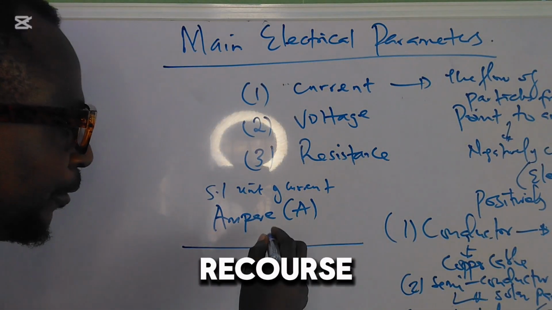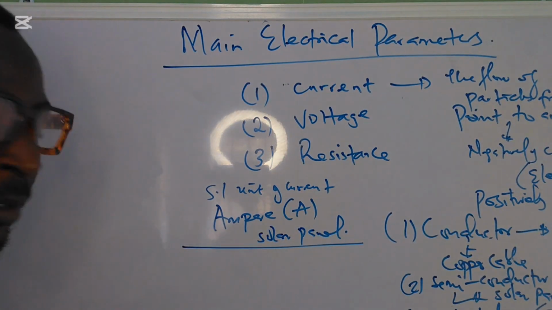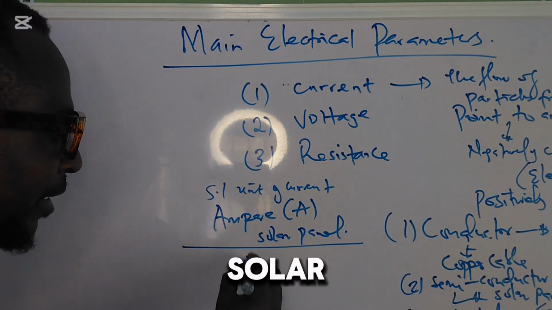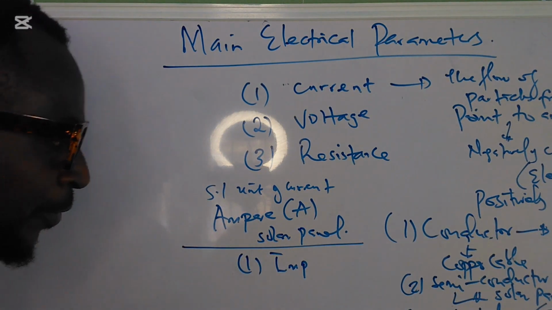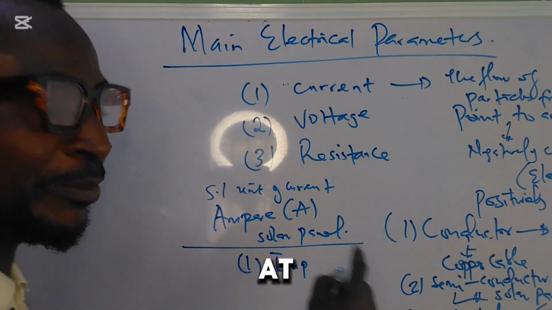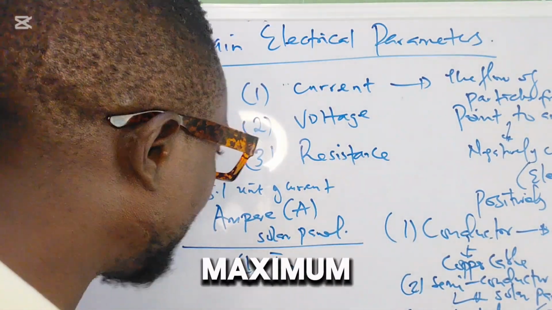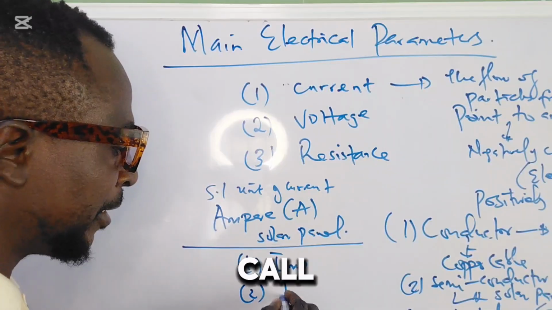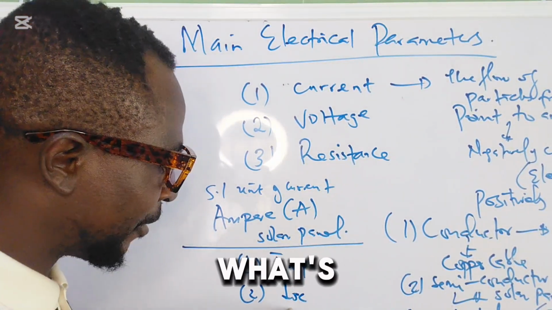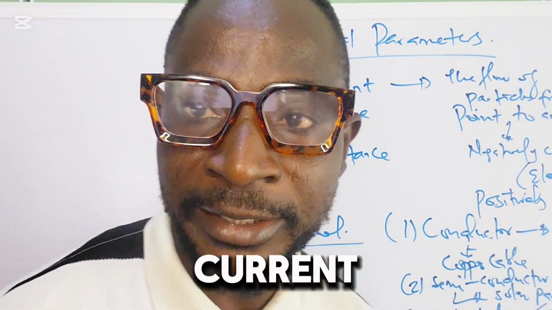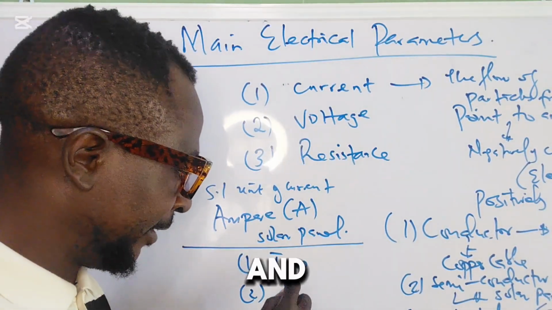So let's now discuss current with regards to our solar panels. In our solar panel, there's what we call the IMP, which is the current at maximum power. Our IMP is the current at maximum power. There's another one we call the ISC. This is what's called the short circuit current. You should take note of this and this.